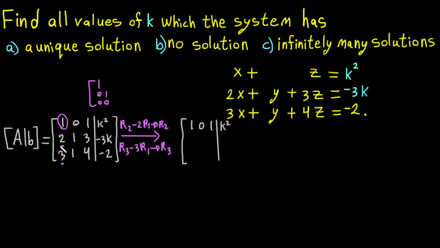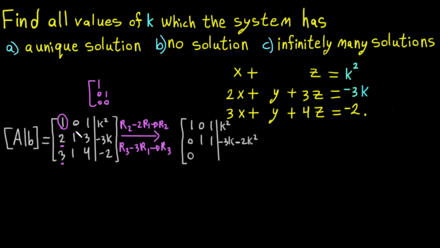So 2 minus 2 times 1, which is 0. 1 minus 2 times 0, which is 1. 3 minus 2 times 1, which is 1. Minus 3k squared minus 2 times k squared, which is minus 3k minus 2k squared.